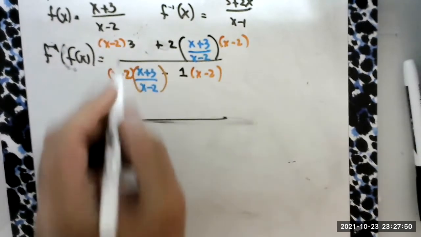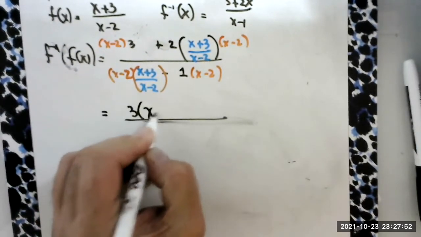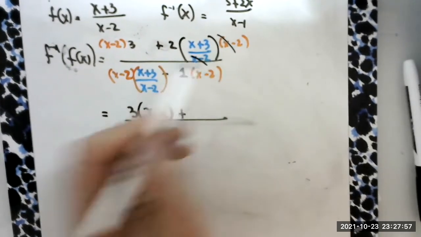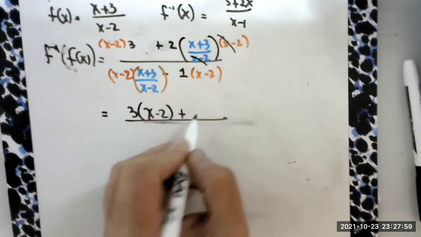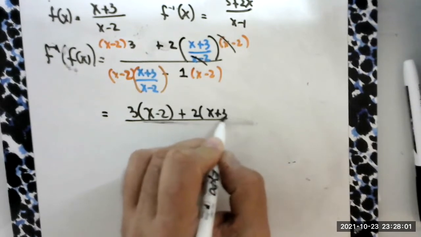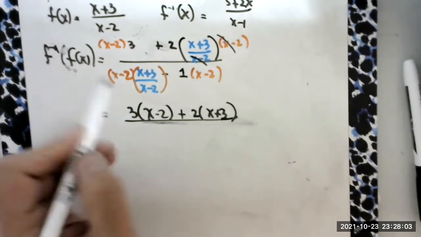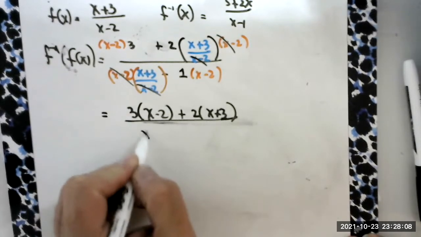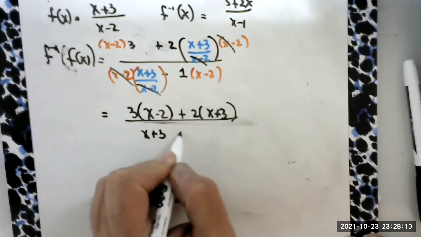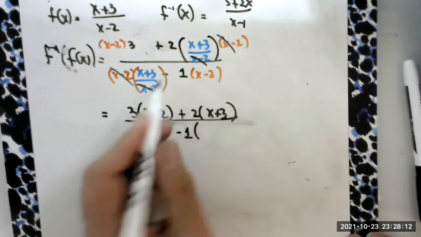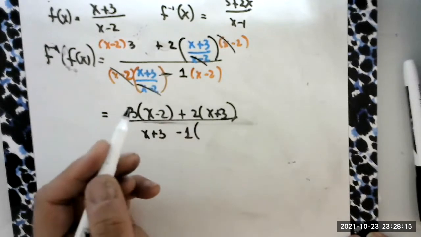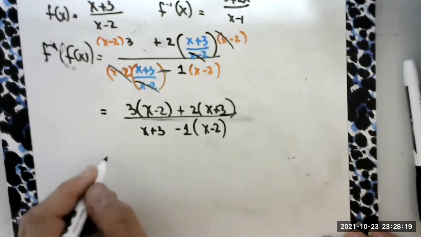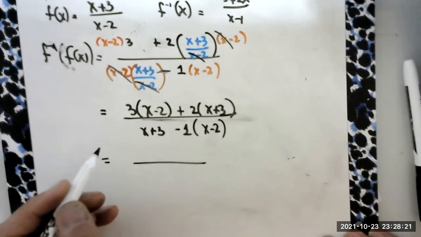3 times x minus 2 plus, x minus 2 bye-bye, so it will be 2 times x plus 3 over x minus 2, x minus 2 bye-bye, so it will be x plus 3, minus 1. I always like to write the 1. That will be minus 1 times x minus 2. Okay, so much cleaner. Let's go ahead and distribute.